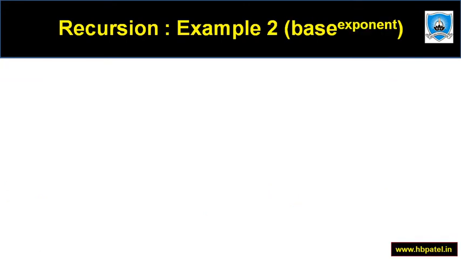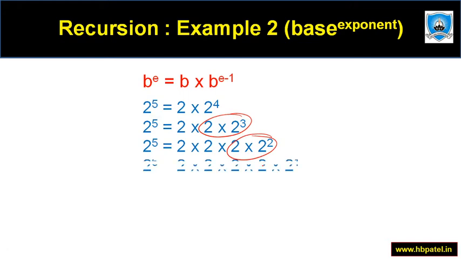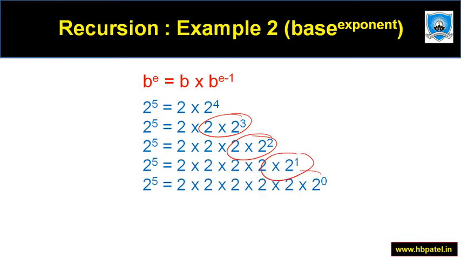Let us take another example, say x raised to y, or base raised to exponent. So base raised to exponent is equal to base into base raised to exponent minus 1. So if we have something like 2 raised to 5, it is 2 into 2 raised to 4. 2 raised to 4 is 2 into 2 raised to 3. 2 raised to 3 is 2 into 2 raised to 2. And 2 raised to 2 is 2 into 2 raised to 1. 2 raised to 1 is 2 into 2 raised to 0.